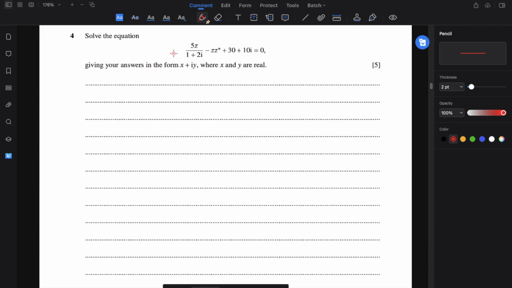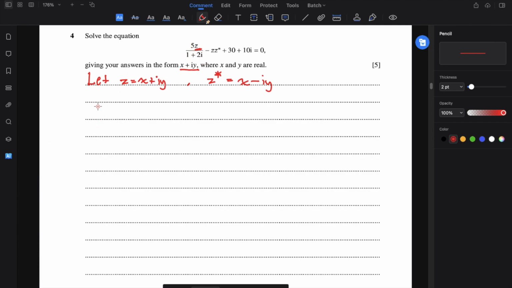So first we look at the equation: we have z, but in our answer we have to give it in the form x plus iy. So at the start, we write z in the form of x plus iy. Let z be equal to x plus iy, and if z is equal to x plus iy, then the conjugate of z would be x minus iy. So now we have z and z conjugate, and we can put that into the equation.